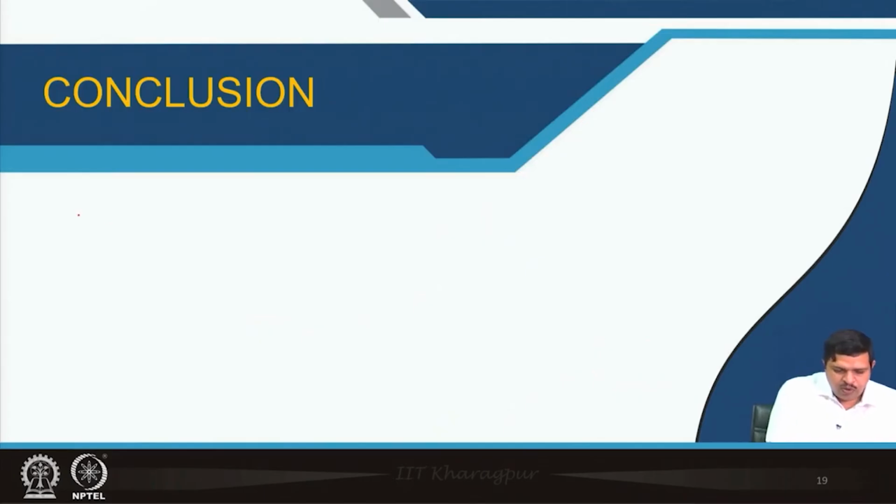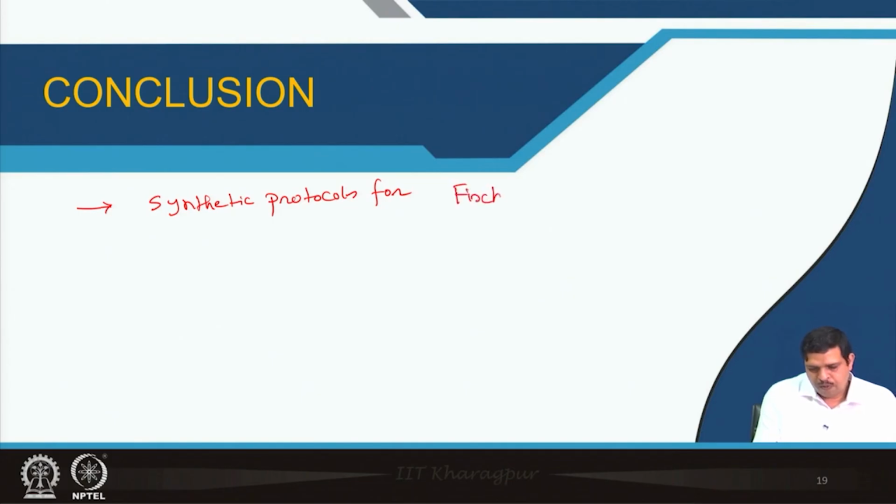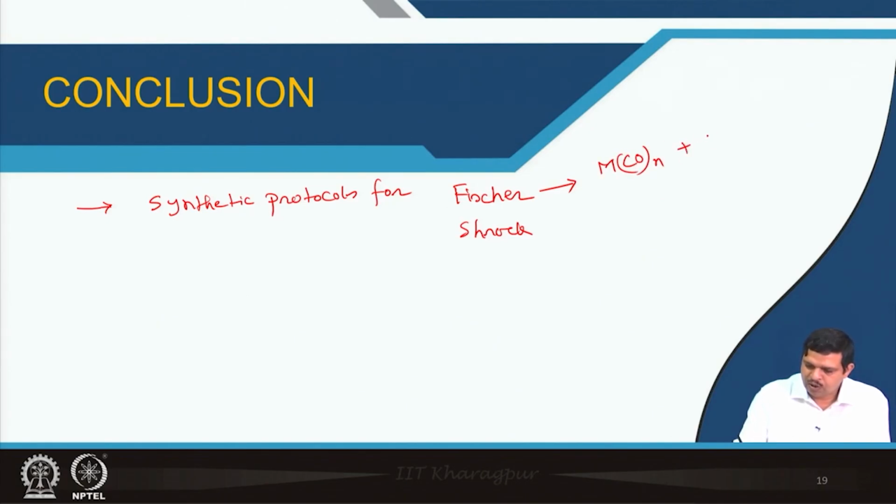So in conclusion, what we have learned are the synthetic protocols for Fischer and Schrock carbene complexes, and you see that for the Fischer complexes, we start generally from the metal carbonyl complexes, and then we use the strong nucleophile, okay, and then we use the alkylating agent, okay, that is to make the Fischer carbene complex in the general way.